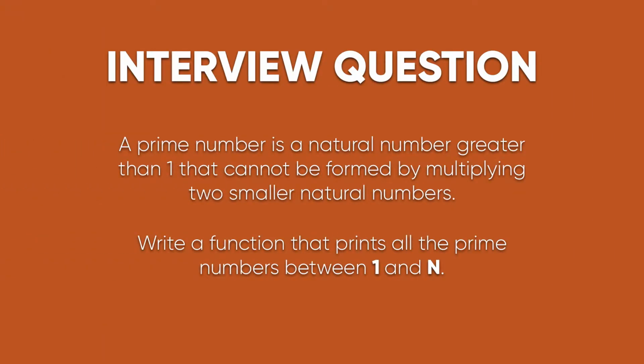Today we're going to take a look at an interview question, and it's a pretty common one. It reads as follows. A prime number is a natural number greater than 1 that cannot be formed by multiplying two smaller natural numbers. Write a function that prints all the prime numbers between 1 and n.